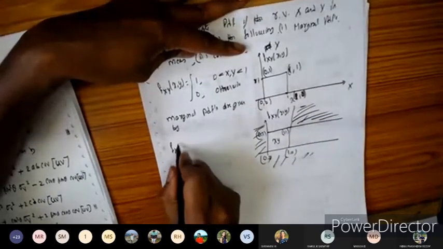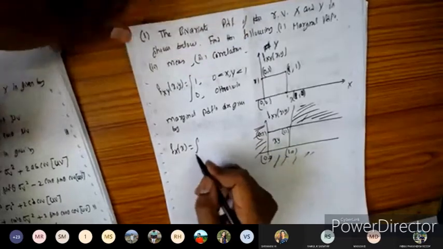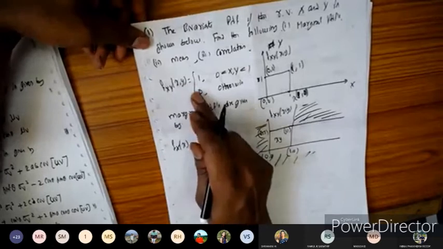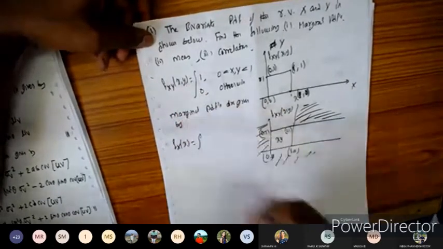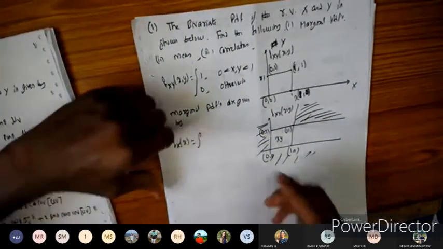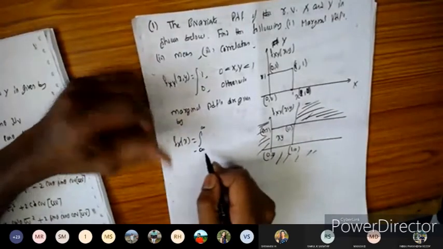First let us find out the PDF fx of x. The marginal PDF is what we call it when you obtain the single PDF from the bivariate or joint PDF. So we are going to call it the marginal PDF. How it will be found is, so this is the general formula I'm going to write here.